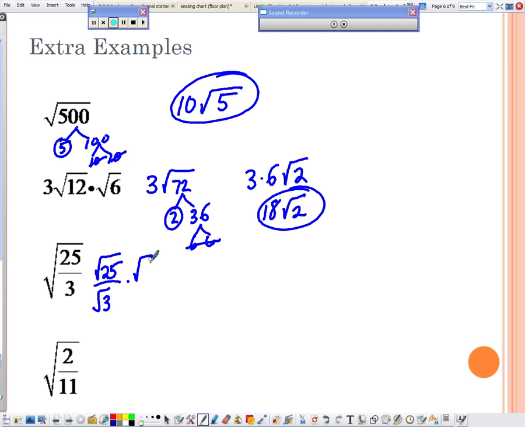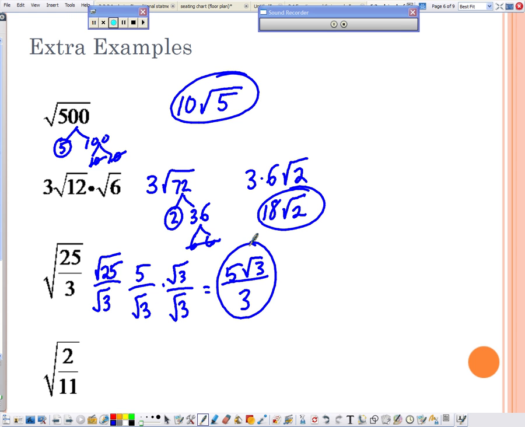So we're going to multiply by the square root of 3 over the square root of 3. Actually, let's back up a second. First of all, we can find the square root of 25, which is 5, over the square root of 3. So multiply by the square root of 3 over the square root of 3. And I end up with 5 square root of 3 over the square root of 9, 3 times 3. But remember, the square root of 9 is 3. And also, when you take a radical times a radical, they actually cancel each other out.